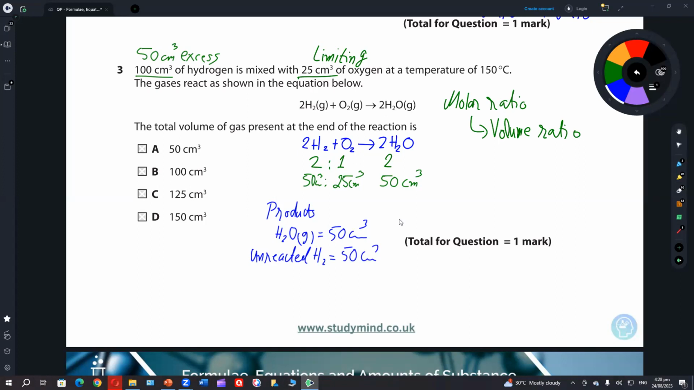Look at this working carefully and now read the question. What is it asking? The total volume of gas present at the end of the reaction is going to be 100 cm cube, because water is in gas form. The total volume of the gas present at the end of the reaction. Yes, the answer is B.